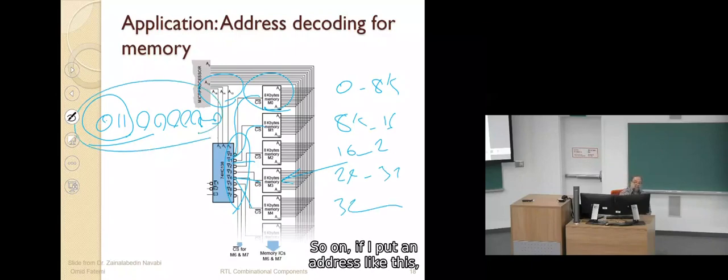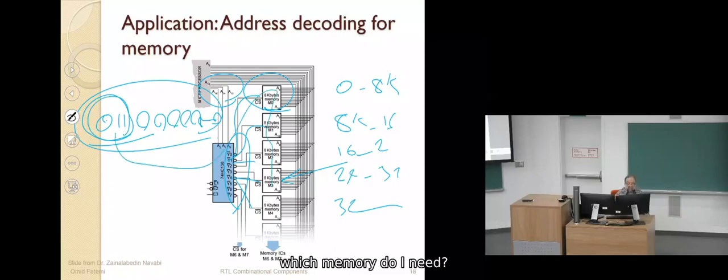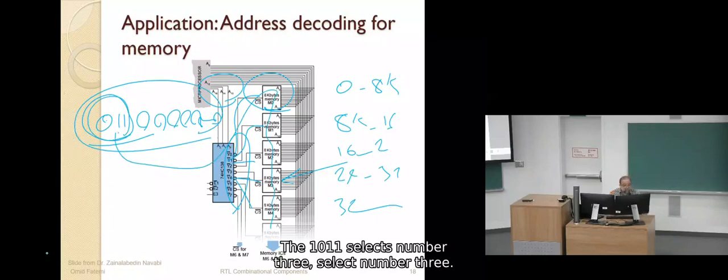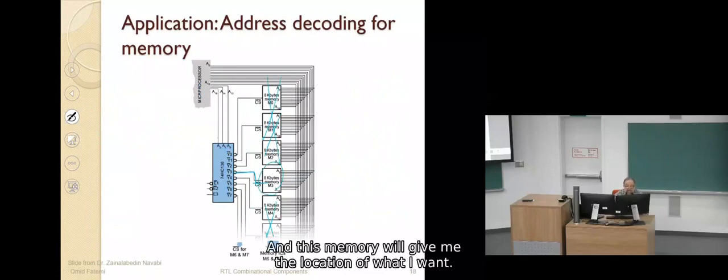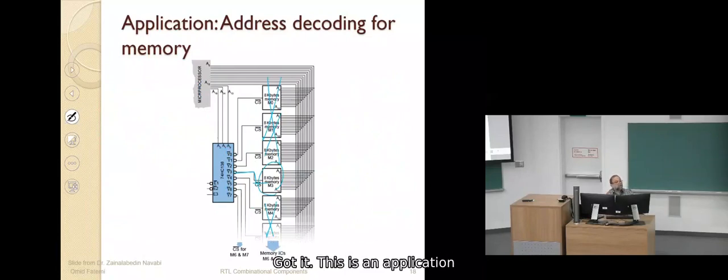So if I put an address like this, then these 3 bits select which memory I need. The 0, 1, 1 selects number 3. Number 3 is this, so this will be active. The rest would be inactive. And this memory will give me the location of what I want. Got it? This is an application of the decoder for address decoding of memory, and it has been used a lot in computer design.